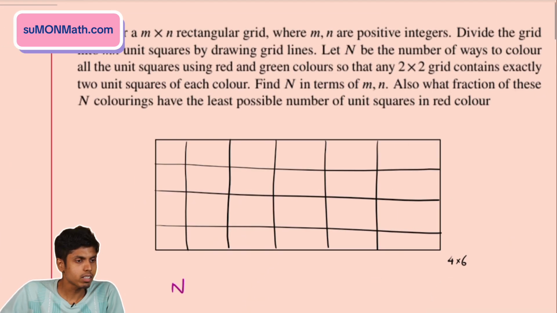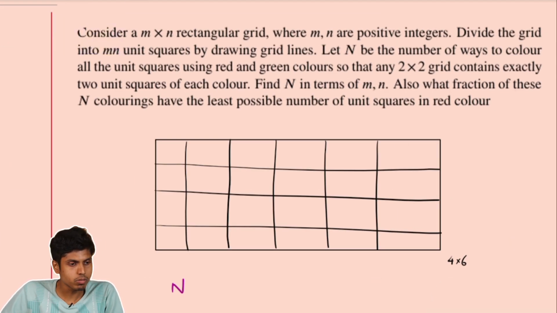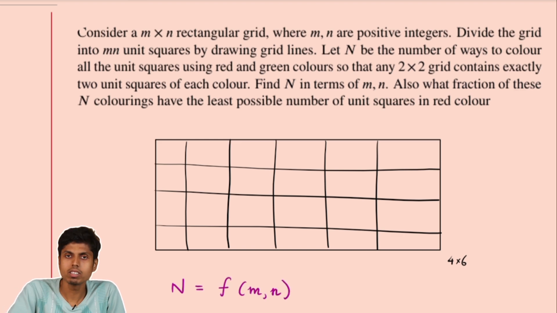You have to find the value of N in terms of the lowercase m and n, which are the dimensions of the grid. Also, an interesting further question asks you to find the fraction of these N colorings that have the least possible red colors colored. Okay, first let's analyze the capital N possibilities.